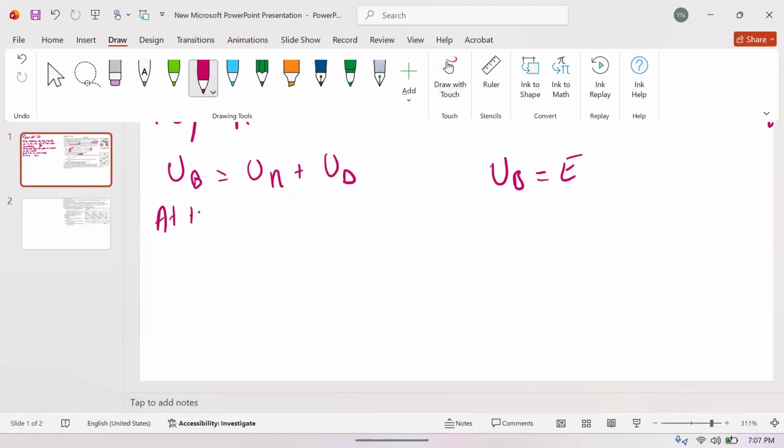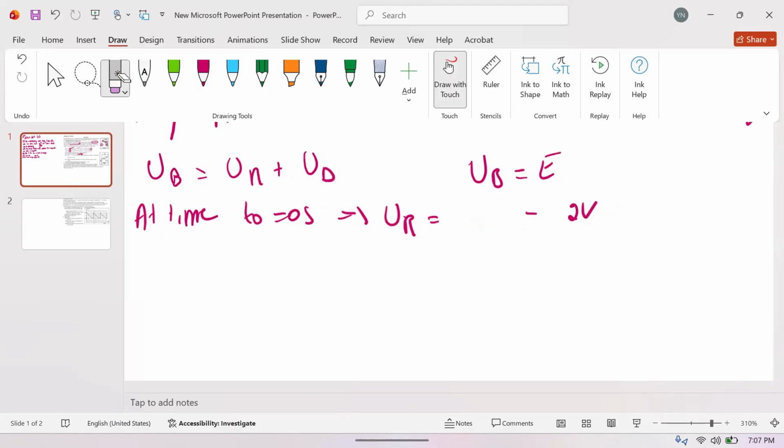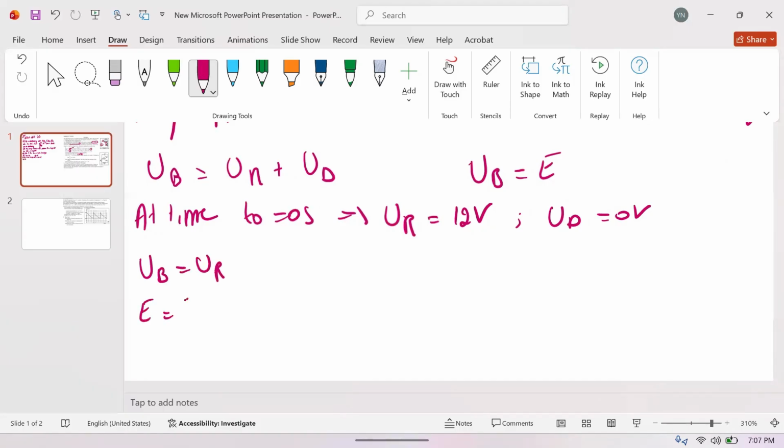So we say at time T0 equals 0 seconds, UR is not simply UR, it's UR max, which is in the table 12 volts. Or let me just say 12 for now. And UD, it's U of the capacitor. Initially, the capacitor wasn't charged, so it's simply 0. Now we say U of the battery, which is E, is equal to 12 volts. And that's it.